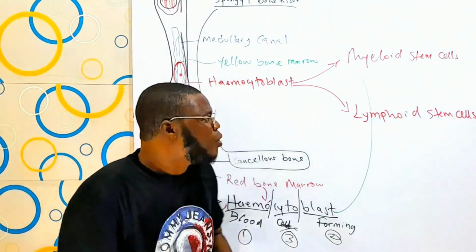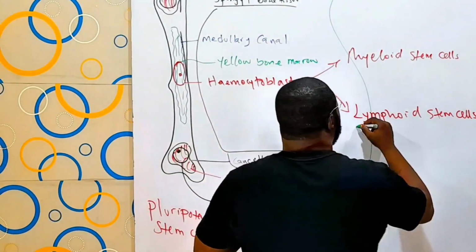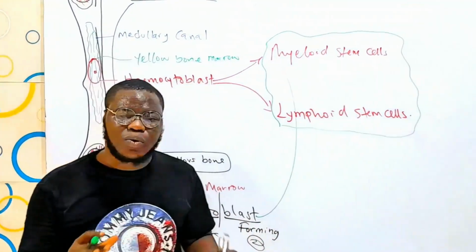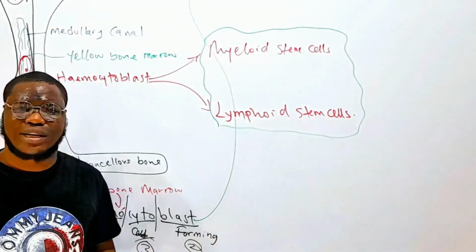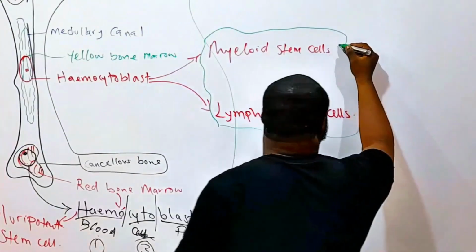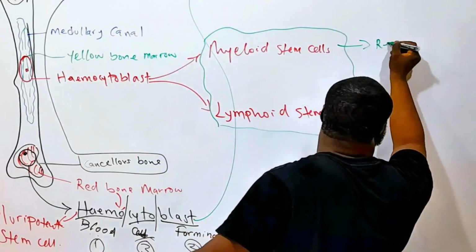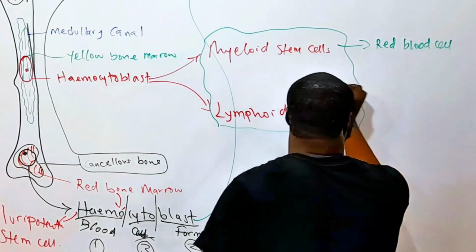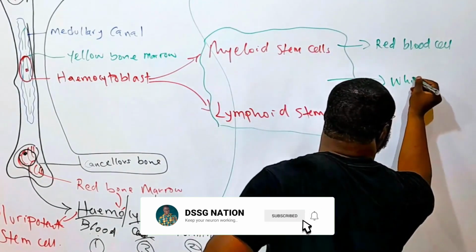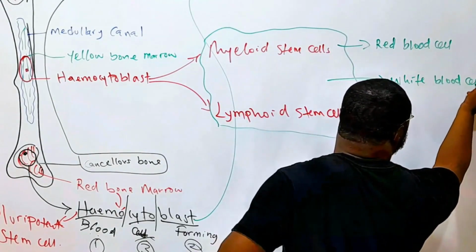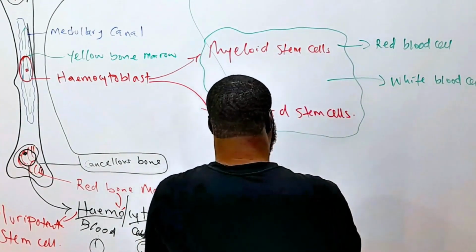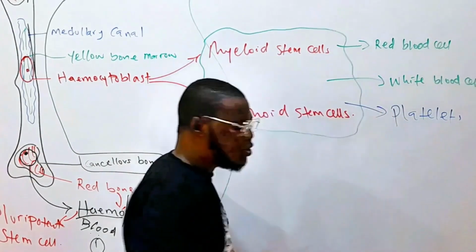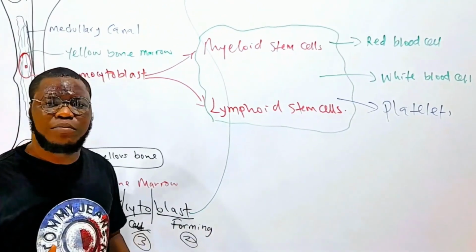Now you see, both these, the myeloid stem cells and what? And the lymphoid stem cells, they are going to be the ones to divide into all the blood cells that you know. Now, it means the myeloid stem cell is going to become the red blood cell. So, these two guys as well, they're going to become the white blood cells. White what? Blood cells. And still, collectively, they're going to become the what? The platelets. The platelets.